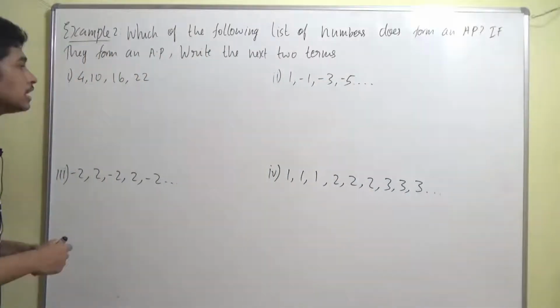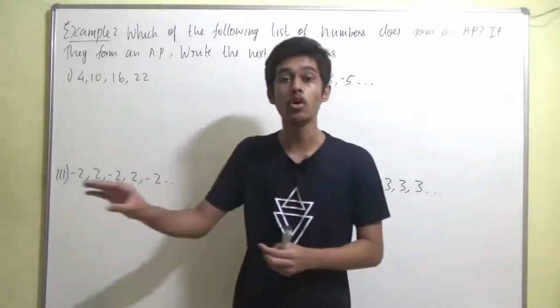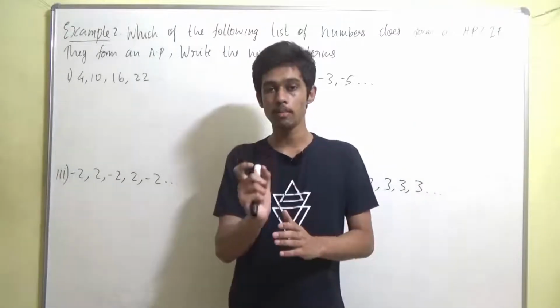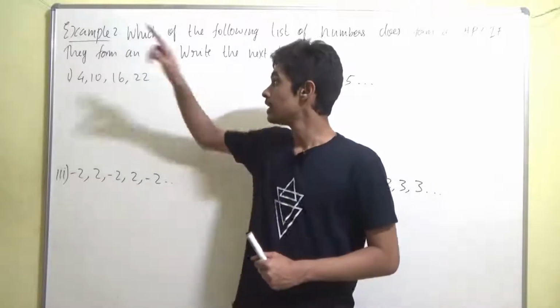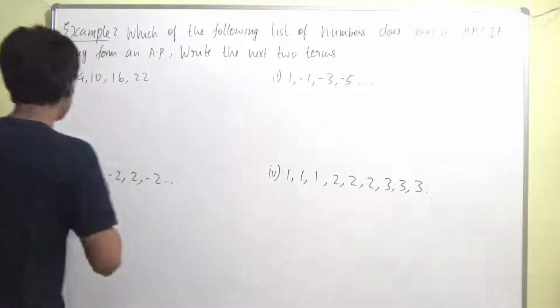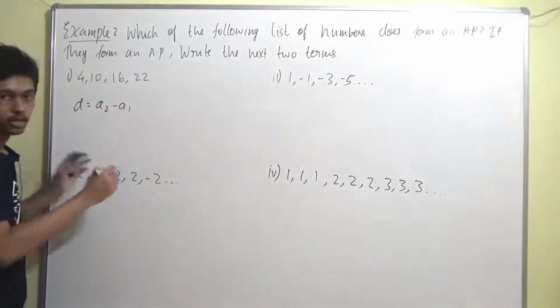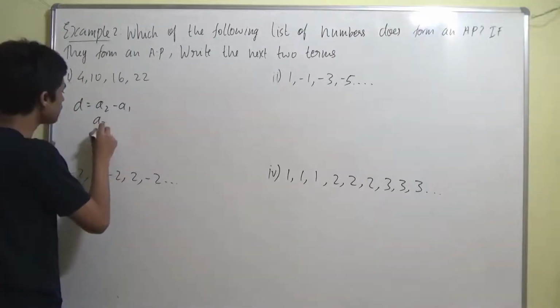That's the question, guys. In an AP, as I told you, the common difference is going to be the same throughout all the terms. Between all the preceding and succeeding terms, the common difference is going to be the same. That is, A2 minus A1 is going to give you D, the common difference. D is nothing but A2 minus A1, or it can also be A3 minus A2.